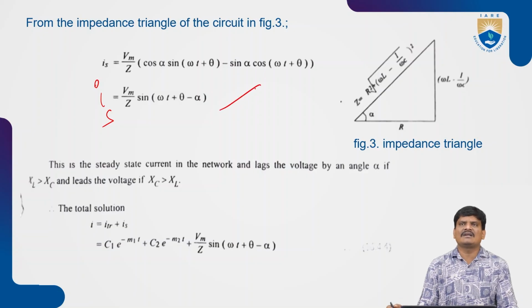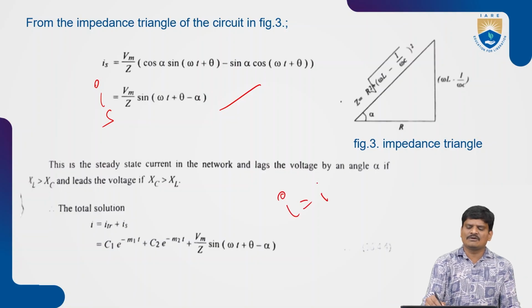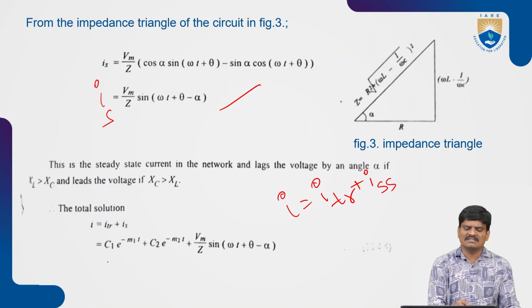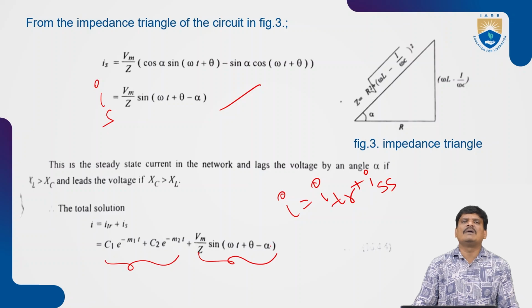But here we are not trying to calculate only the steady state response or transient response individually. Here we are trying to calculate the total response of a current, or complete solution of a current, which can be treated as I equals I_TR, that is the transient response of a current, plus I_SS, the steady state response of a current. Whatever the transient response obtained, please substitute here, and this is the steady state response obtained. By combining these two parameters, we are going to get the complete solution of a current.